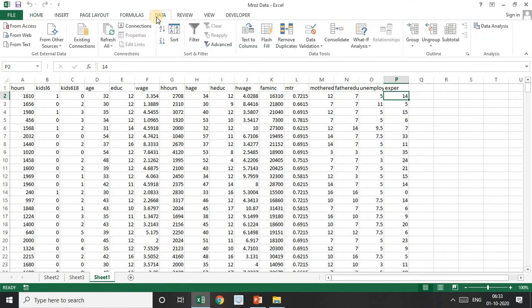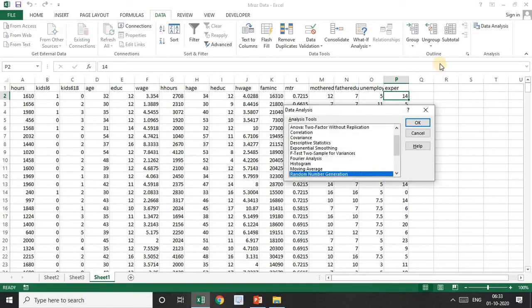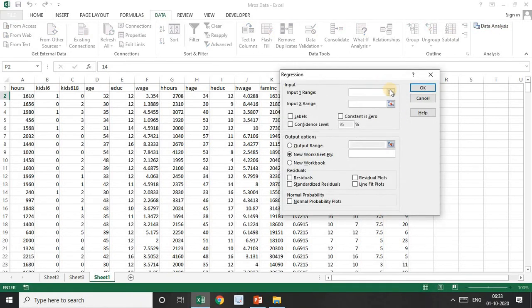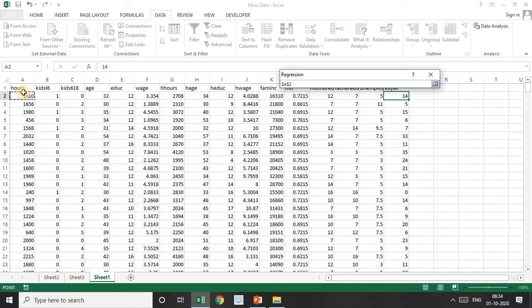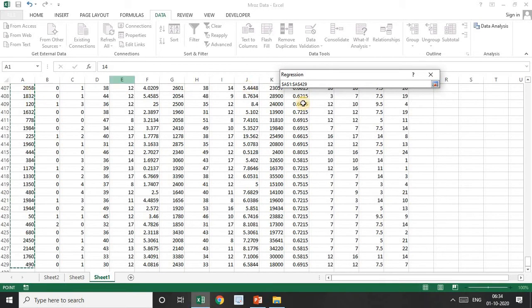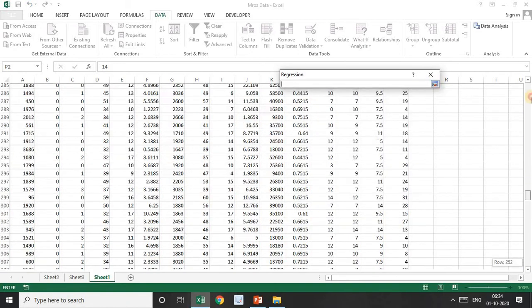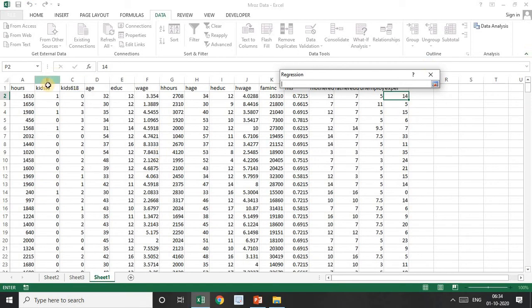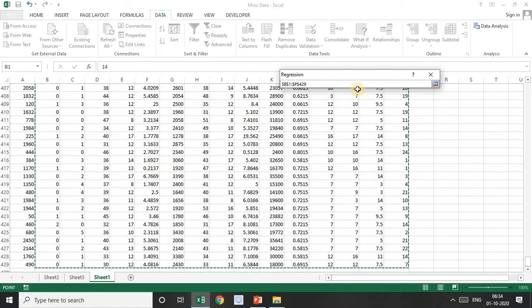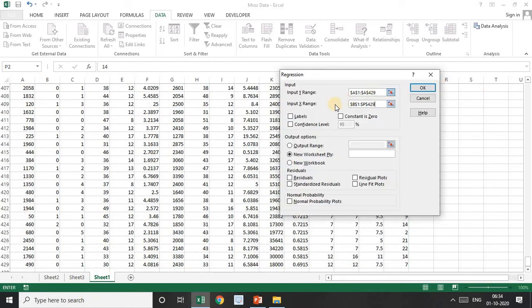Then let me do a regression. Go to data analysis, regression. This will be our dependent variable, and this will be our independent variables. The labels are there.